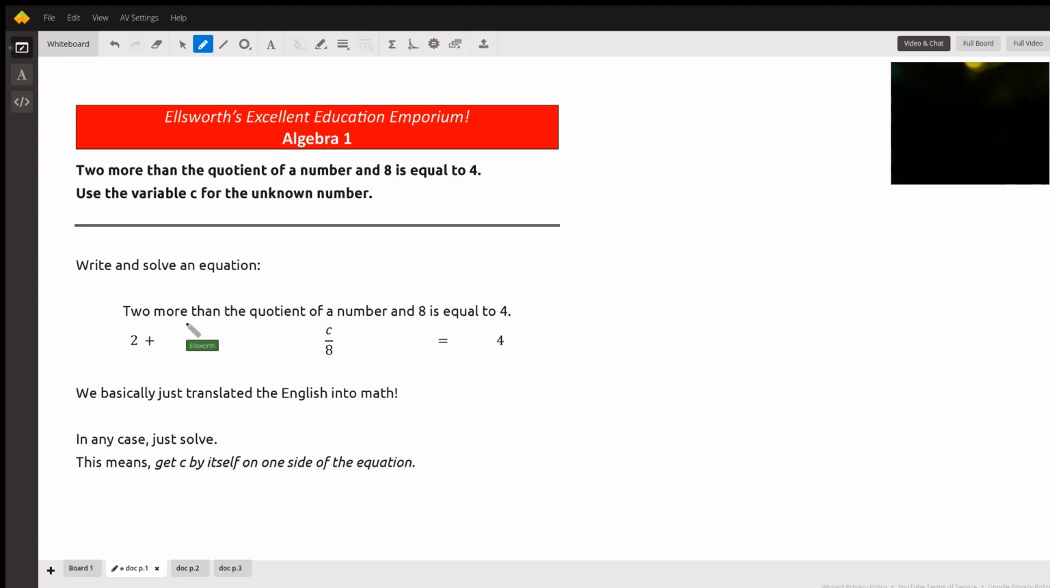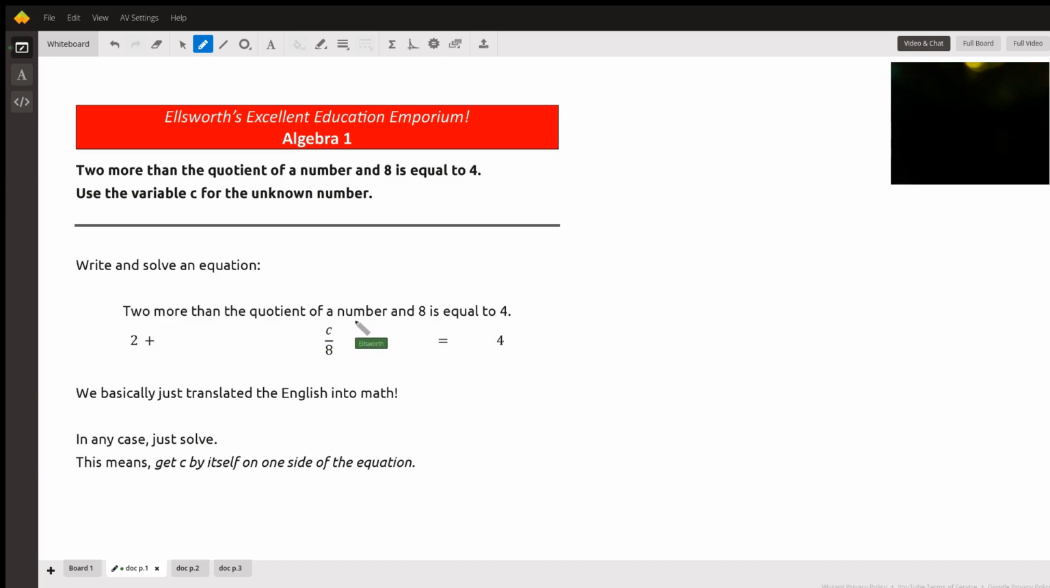2 more. More means addition. What are you adding? 2. So you're adding 2 to something. Well, what's the something? The something is the quotient. Quotient means division. So you're dividing something by something else. What are you dividing? Well, 2 things.